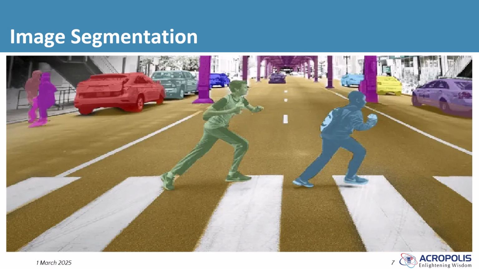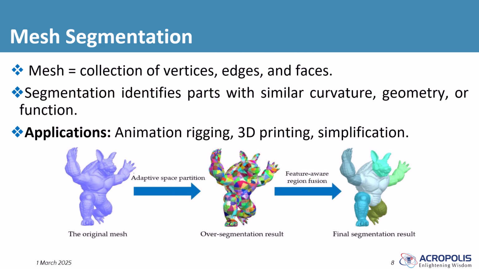Now let's explore mesh segmentation, one of the most common forms in computer graphics. A mesh is essentially a network of vertices, edges, and faces that form a 3D surface. By segmenting this mesh, we can isolate parts that share similar geometric properties, like limbs on a character or individual components of a mechanical object. This is especially useful in animation, where different body parts need to move independently, or in 3D printing, where separate parts might need to be fabricated individually.